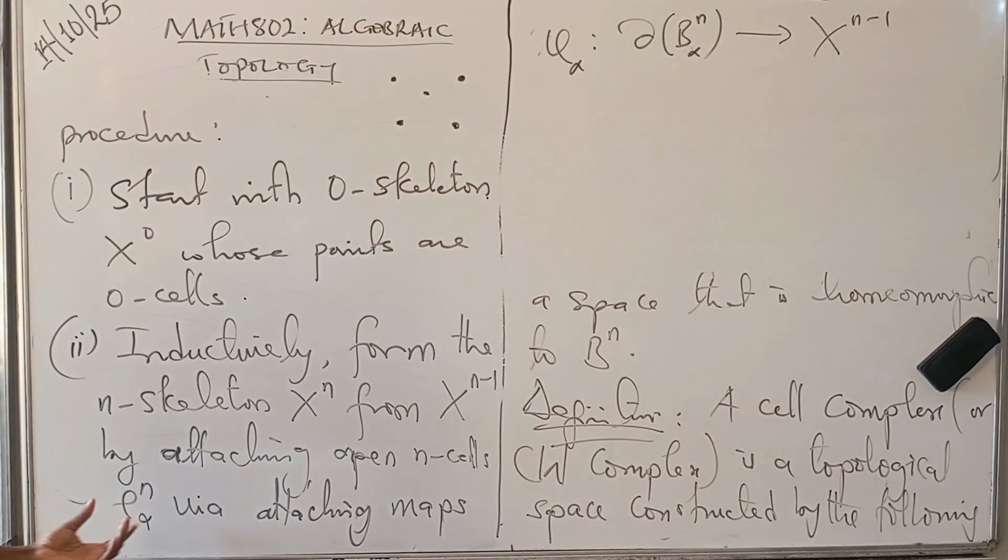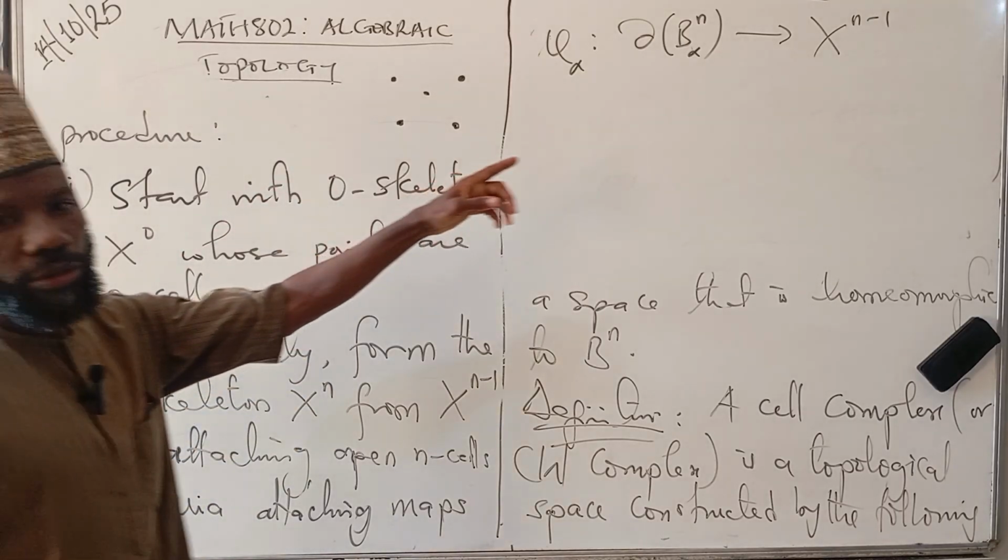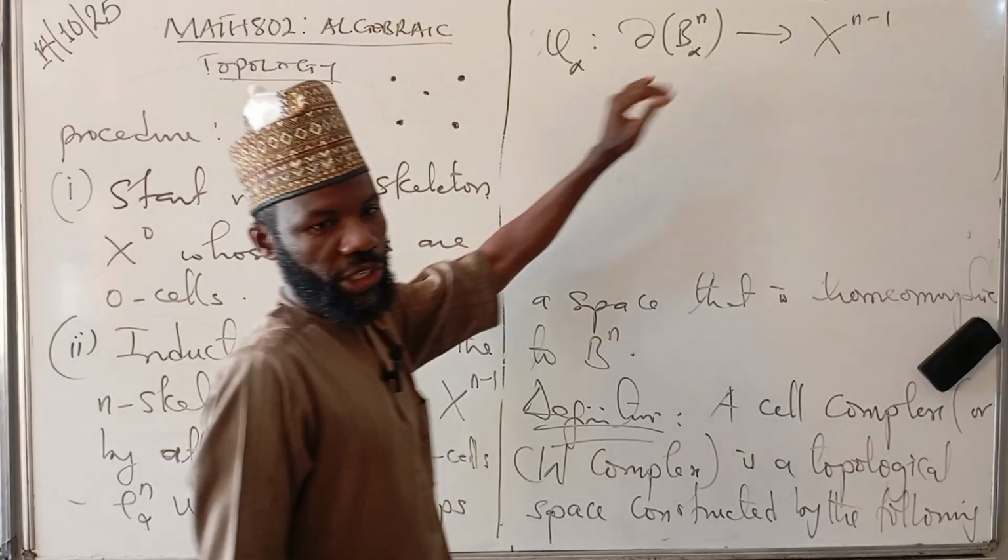You know, if you are talking about an open n cell, it is any topological space that is homeomorphic to what? An open n ball. Okay? It's called an open n cell. So the boundary of this particular open n cell is homeomorphic to the boundary of the closed ball of dimension n.